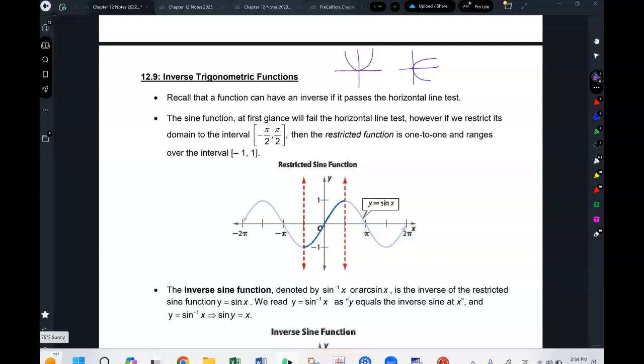However, if I only take one part of the parabola, if I restrict the domain, and if I only take that one part of the parabola, that does pass the horizontal line test. And if I graph that function's inverse, that will be a function as well. Okay?